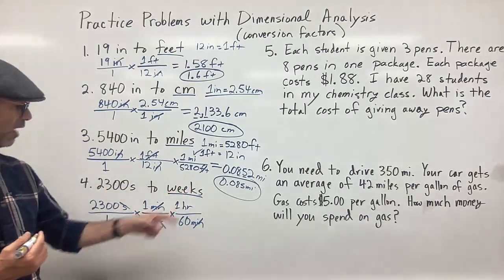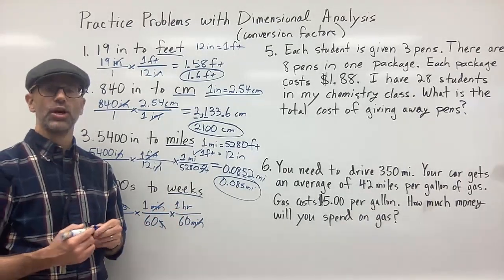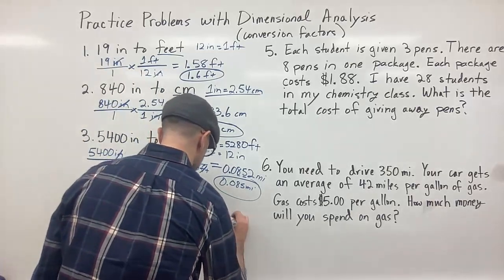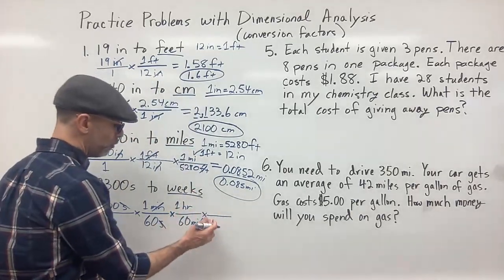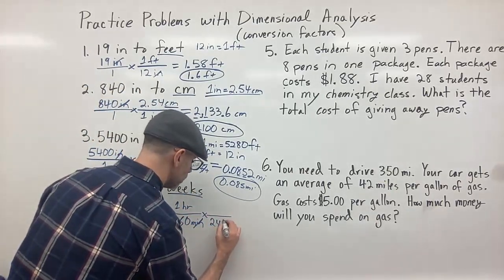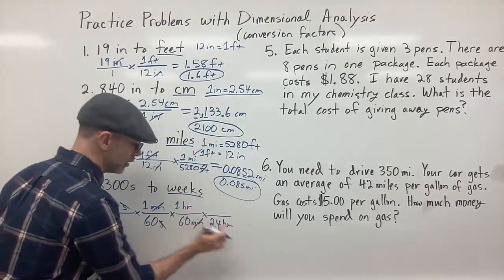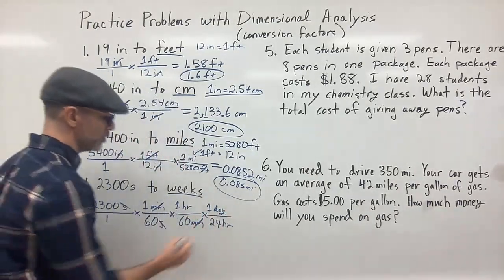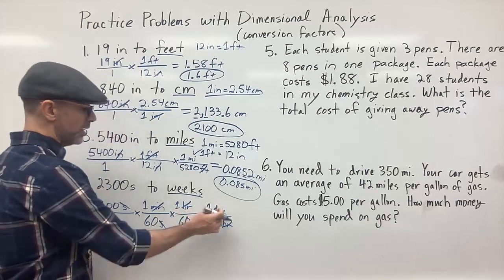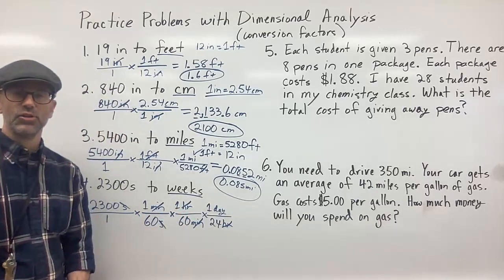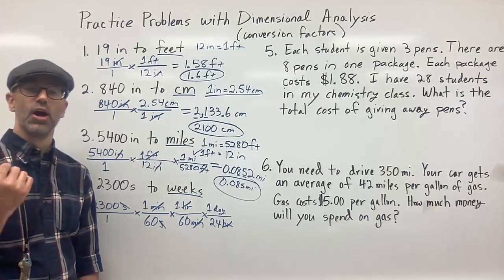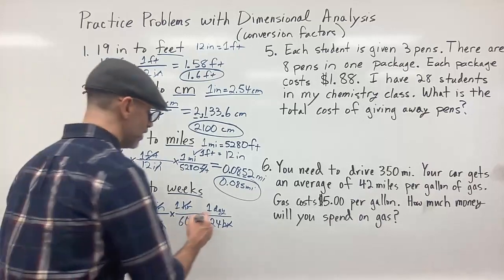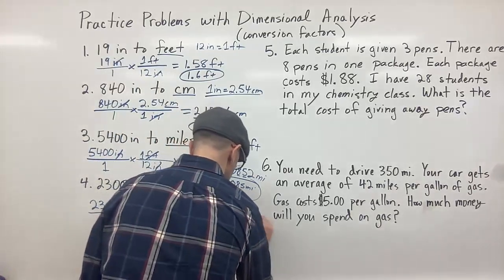Now I have hours, but I'm not at weeks yet, so I need to keep going. What can I convert hours to? I know there are 24 hours in a day, so let's convert to days. I'm going to put 24 hours on the bottom because I want hours to cancel out, and I'm going to put 1 day on top. So now hours cancels out. Now I have days, but I still don't have weeks. But I know that there are 7 days in a week. So I can now use that to convert to weeks. That's my last conversion.